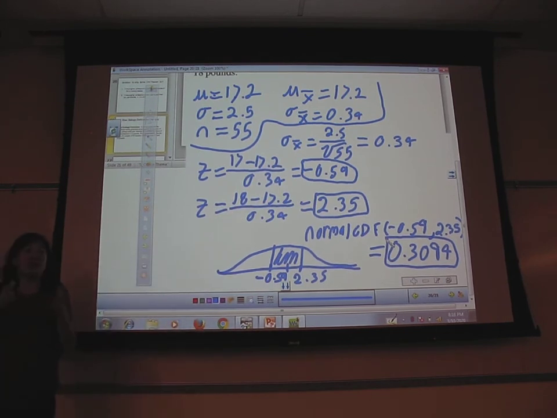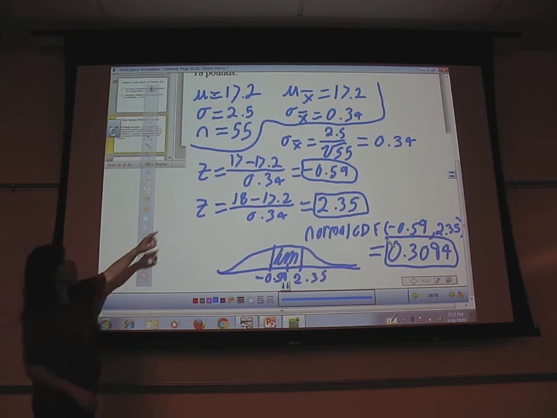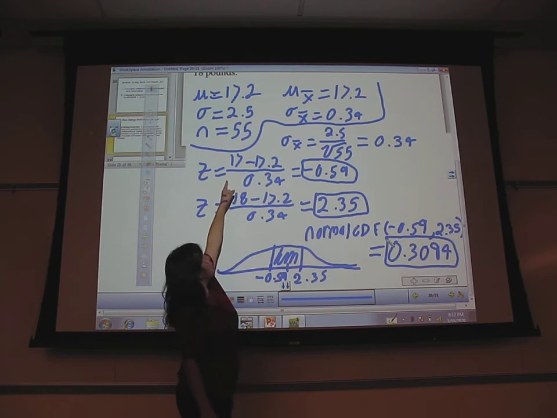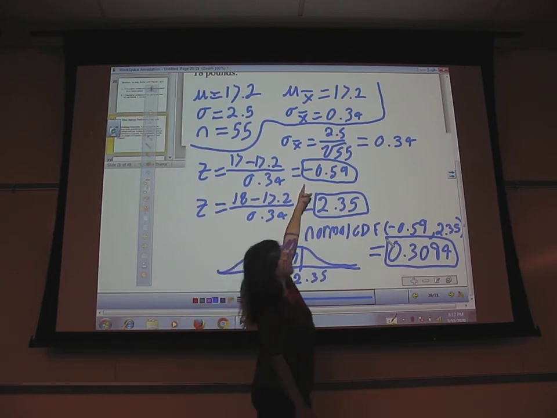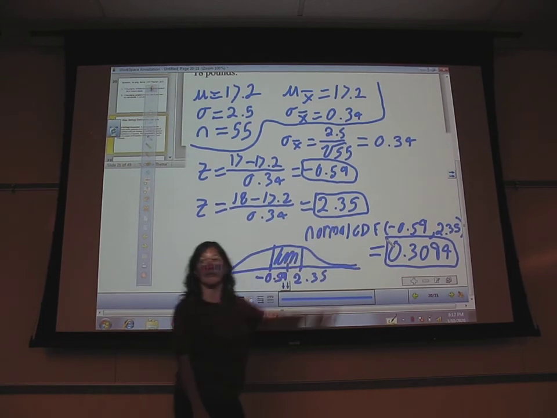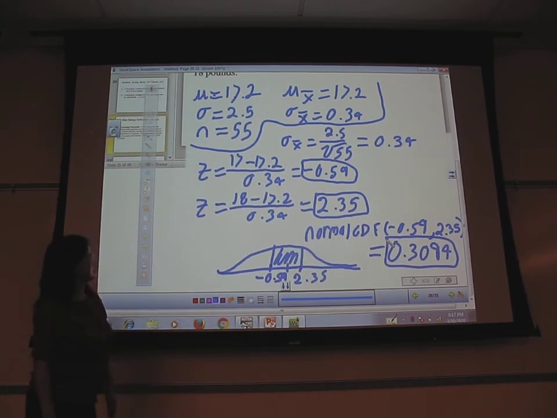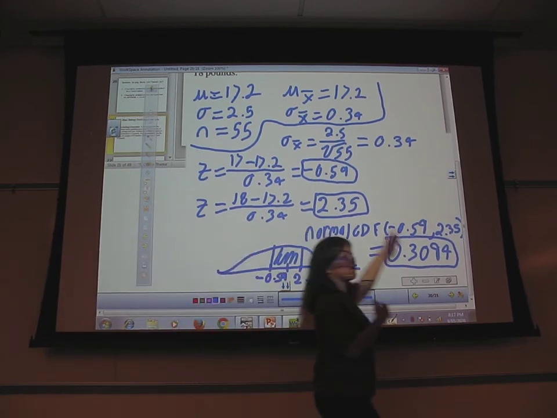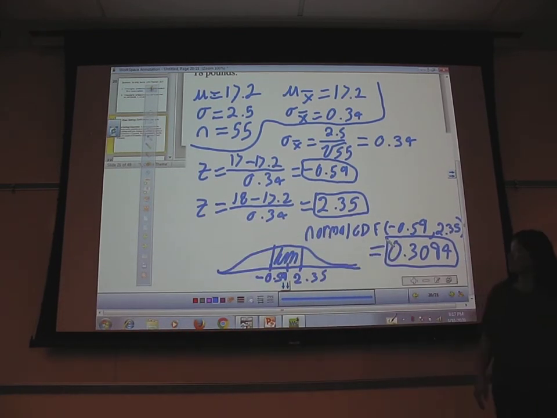Because people always want to take the larger one minus the smaller one. So remember that if it's below the mean, it should be a negative number. If it's above the mean, it should be a positive number. It's 2.37. So if you round it slightly differently, you have 2.37. That's fine. On the test, it'll be okay.